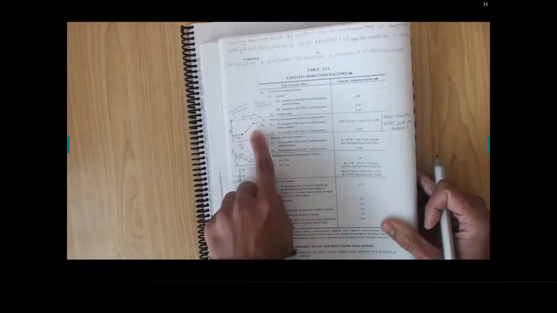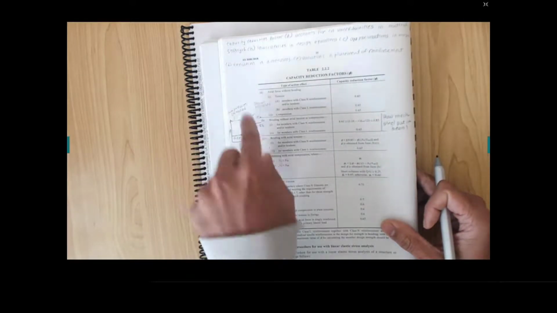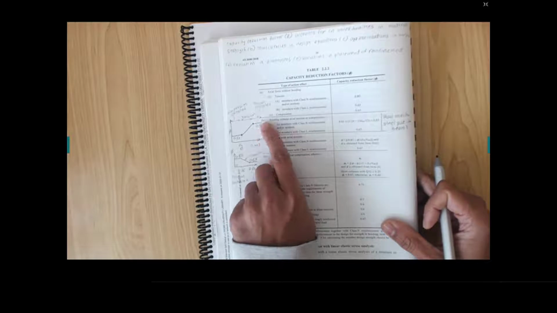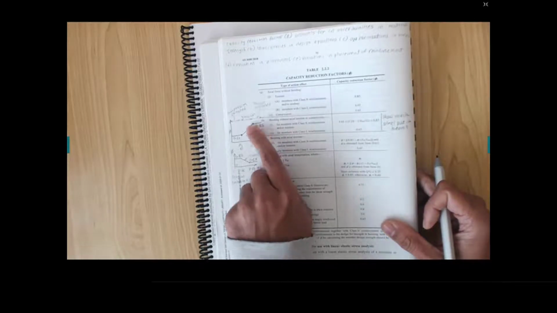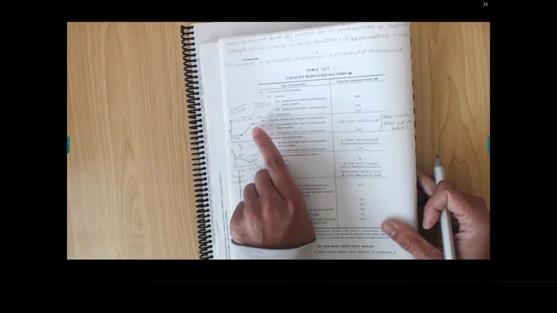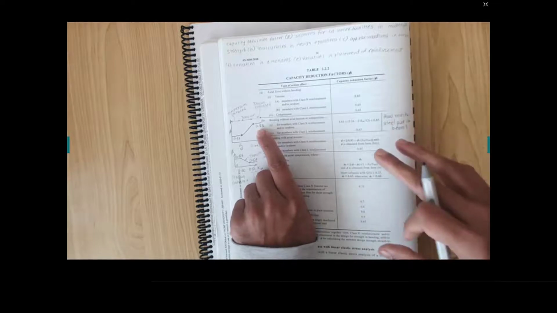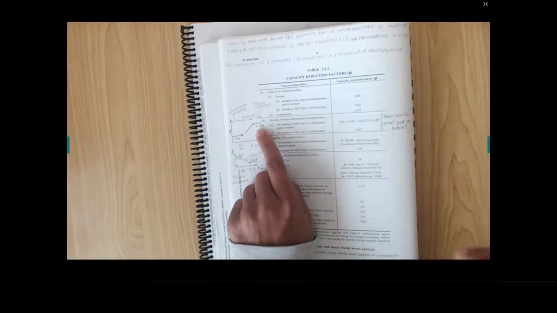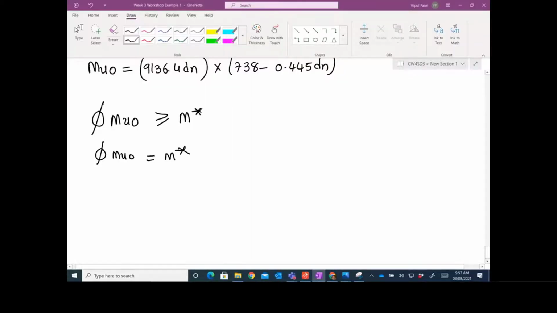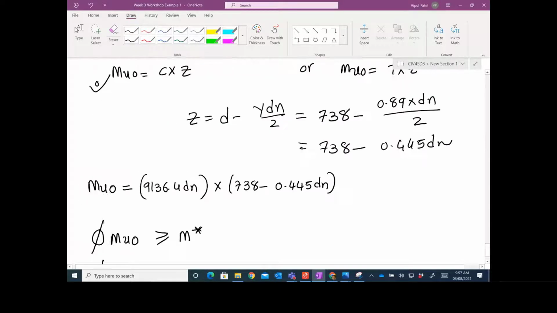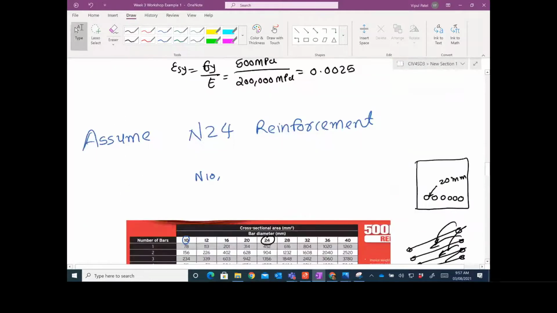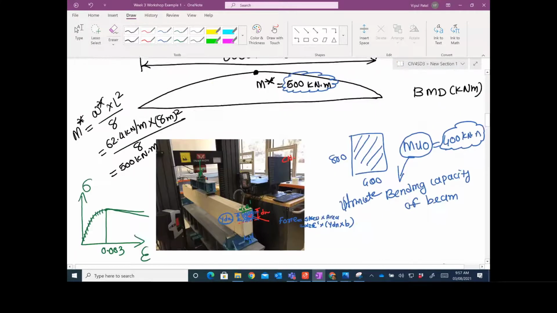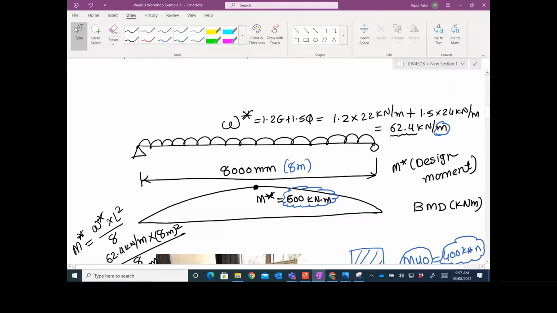I will tell you how the 0.85 will count, because there is compression control, tension control, and so on. As you know, we are doing the singly reinforced case, and we are going to check the assumption that we have. 0.85 says that our steel has yielded, so this is attached to our assumption of steel yielding. If that assumption is valid, then we can take 0.85. So 0.85 times Muo is equal to M star. M star, do you remember? We get it from the bending moment diagram.